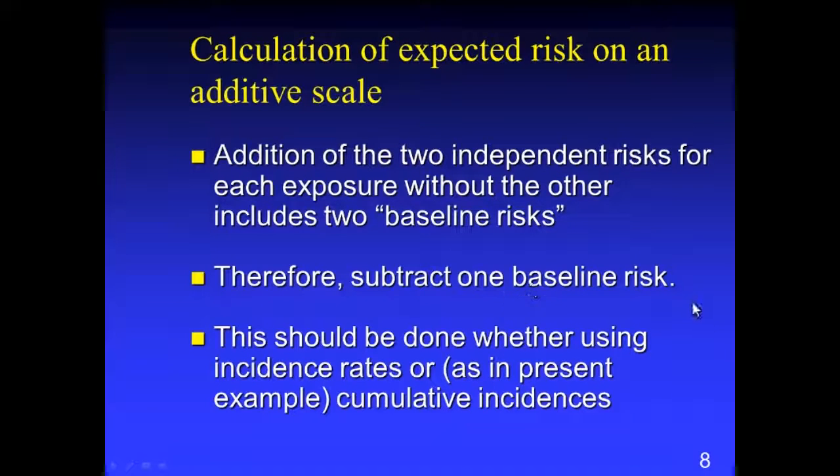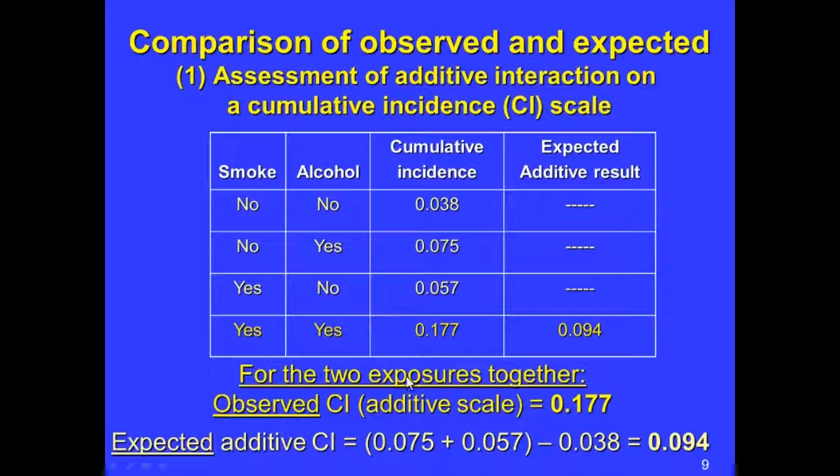And really that's what this slide is saying. You do it if you have cumulative incidences, as we do in this instance, or if you have incidence rates, incidence density measures. So here's the calculation. Basically we add this with that, and we subtract one baseline measure, because we already have a baseline measure in there, and we get 0.094.